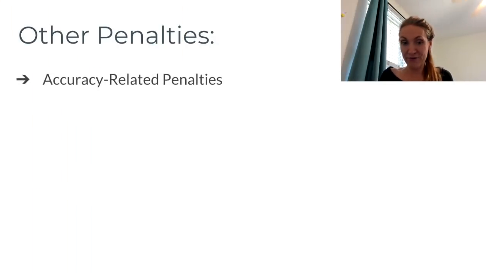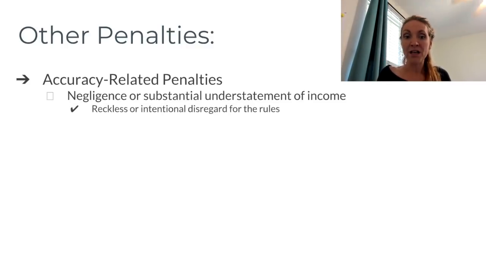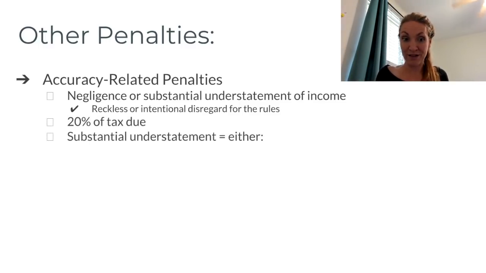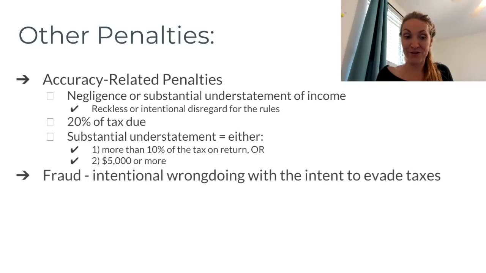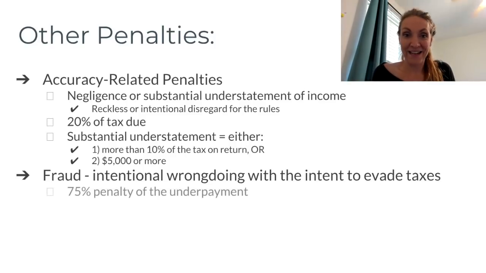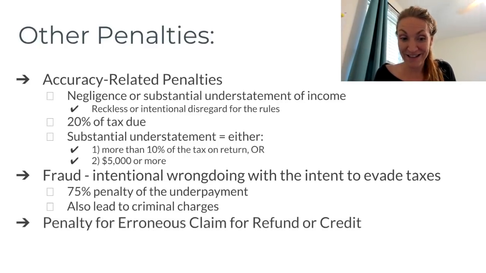Other penalties, there are accuracy-related penalties, negligence or substantial understatement of income. These are reckless or intentional disregard for the rules, and they result in a higher penalty, 20% of tax due. A substantial underestimate is either owing more than 10% of tax on the return or more than $5,000. Now, fraud is an even higher level of disregard for the truth with this intent to evade taxes, and the penalties are higher, up to 75% of any underpayment, leading to criminal charges.